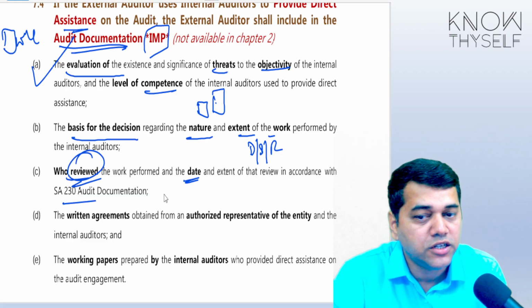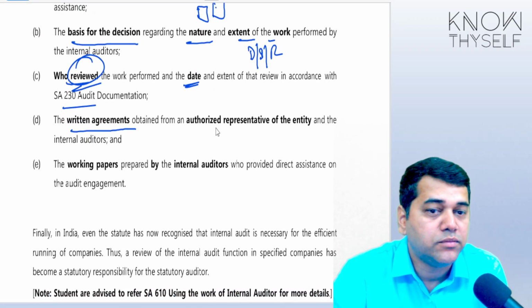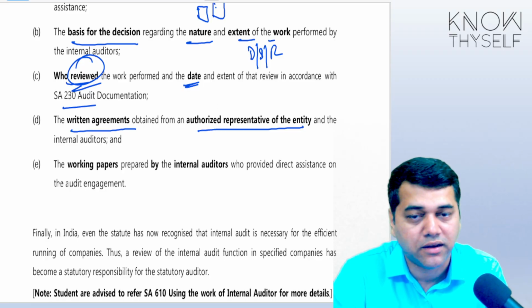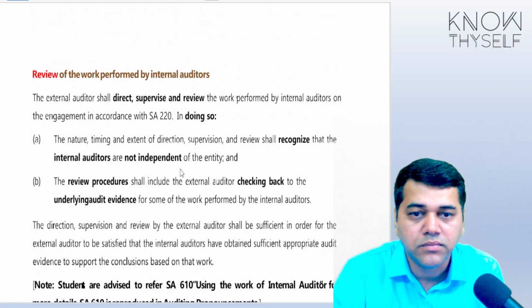As per SA 230 documentation. Then you are supposed to get one written agreement from the authorized representative of the entity, okay, which we are going to discuss now in the next para. Here, in the next para, we are going to discuss. See, you have to obtain some.